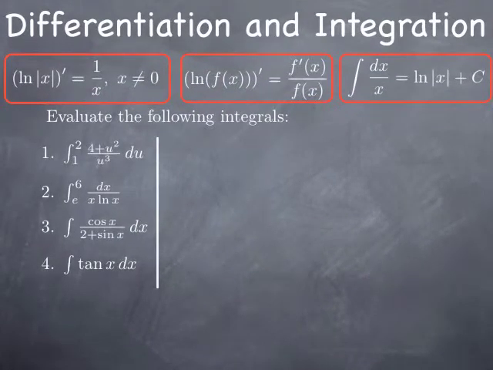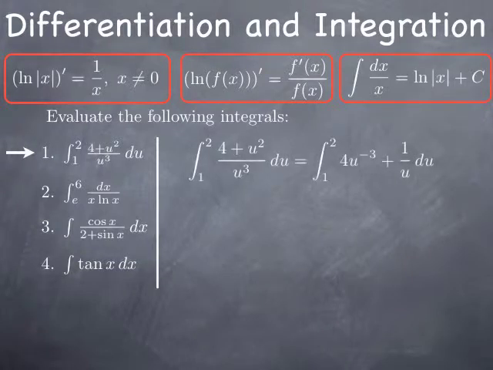Now let's turn to some integrals. We've seen that the integral of dx over x is natural log of absolute value of x, up to some constant, of course. Let's see what that means on some examples. Starting with the integral from 1 to 2 of 4 plus u squared over u cubed. Well, we can rewrite that as 4 over u cubed, or 4u to the negative 3, plus u squared over u cubed, which is just 1 over u.